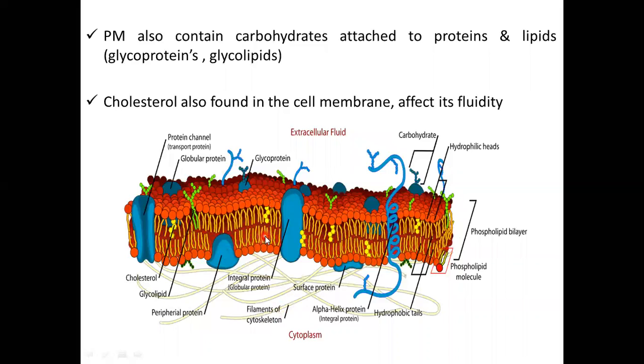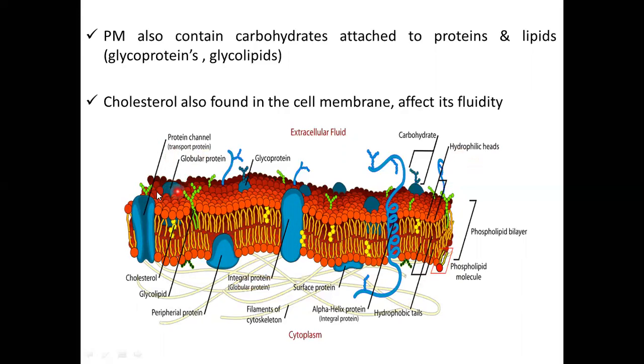So you can see here, this is a detailed structure of the cell membrane. This is the cytoplasm region. This is the extracellular fluid. So you can see the reddish area consists of the phospholipid bilayer. You can see this is one lipid layer, this is another lipid layer. The reddish balls are the heads, these are the tails, and these are integral proteins, which are globular proteins. These are the protein channels which transport molecules.